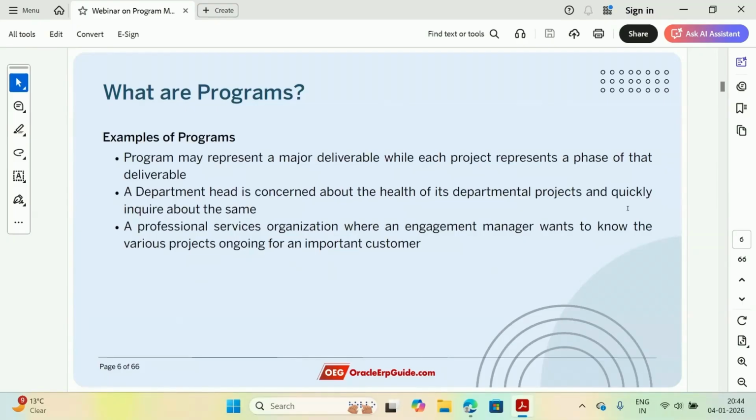So a few examples of programs, right? In the first example, a program may represent a major deliverable, while each project represents a phase of that deliverable. Okay. So you have a program, you have multiple projects under that program. The program is representing a major deliverable, while each project may represent a phase of that deliverable. Okay. I'll give you one example for this from real life.